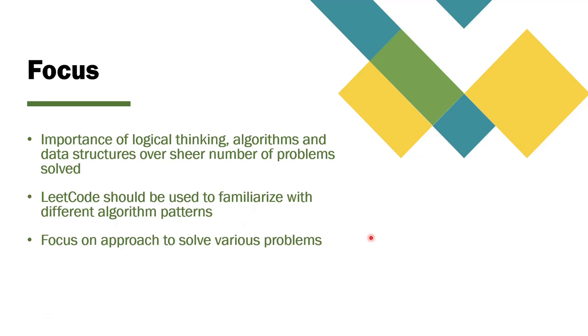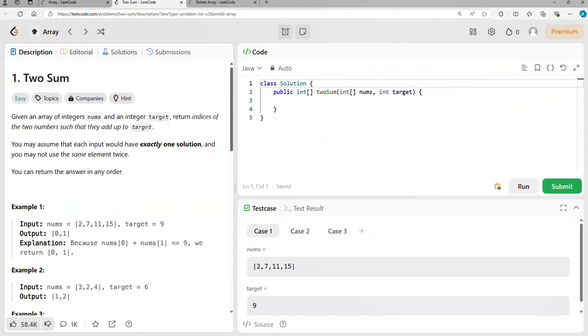For this, I have chosen Two Sum. This is an easy level problem, as we can see. So, let's go over the problem statement. It is asking, given an array of integers and a target as another input, we should return indices of two numbers such that the sum of those two numbers is equal to the target.